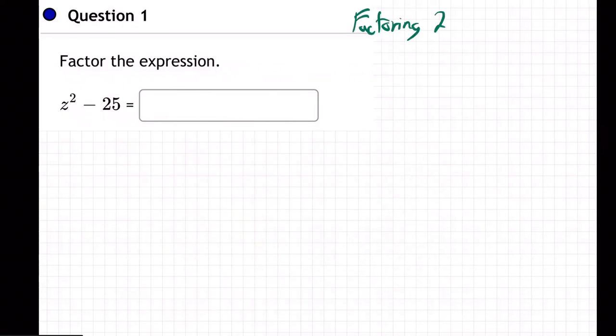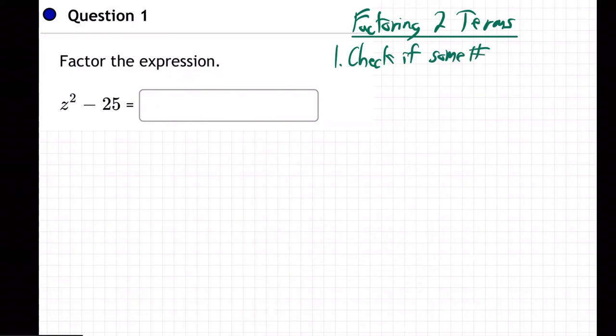Factoring with two terms. Notice this is two terms now. We've been doing a lot of three terms. This is two terms only. How do you factor two terms? Well, the first step in every factoring problem is to check if some number or letter is in common to both terms.